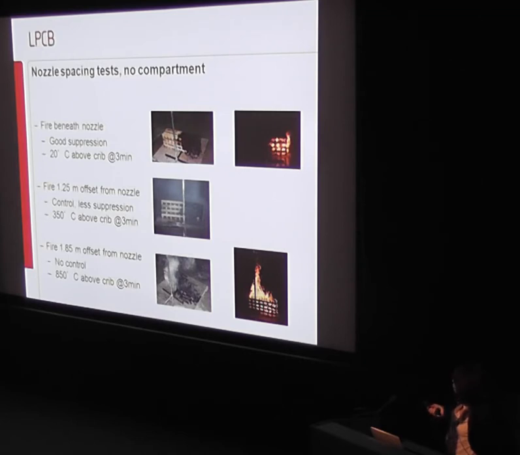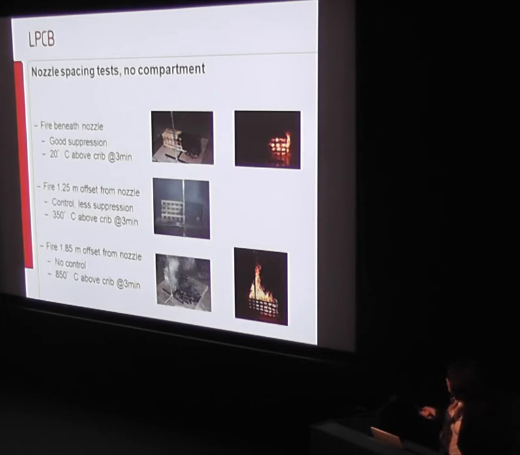At 1.25 metres offset from the nozzle, again, we had control. It wasn't as good as the other area. So we were just on the edge of where you could see where the mist was being delivered, and we got quite high temperatures above the crib. But you could definitely call that control and suppression.